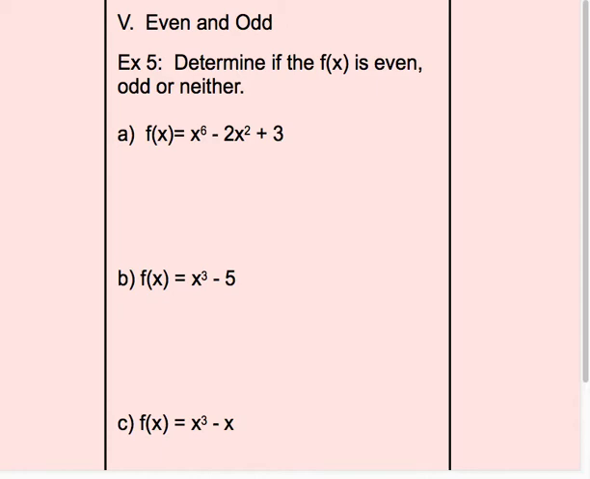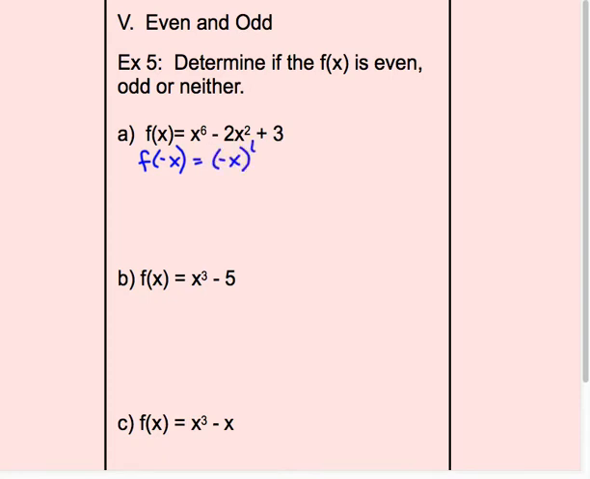So to determine if the function is even, we replace x with negative x. And actually this will work for both of them. You replace x with negative x to determine if it's even or odd, and then see what happens. If the negative cancels out, then it's even. If the negative factors out of everything, then it's odd. If it doesn't do either of those, then it's neither.